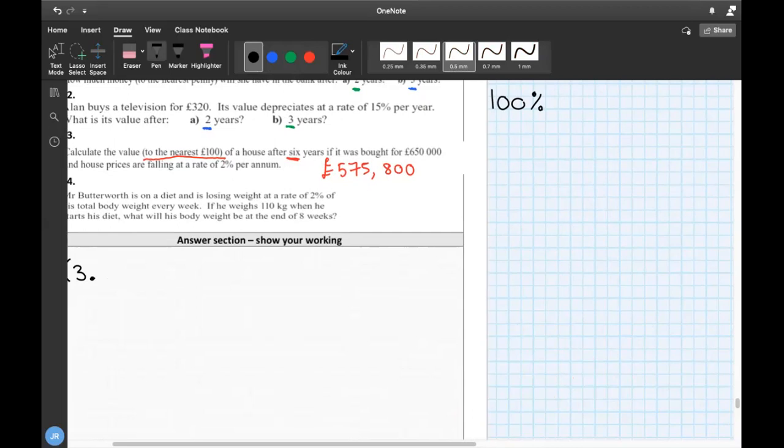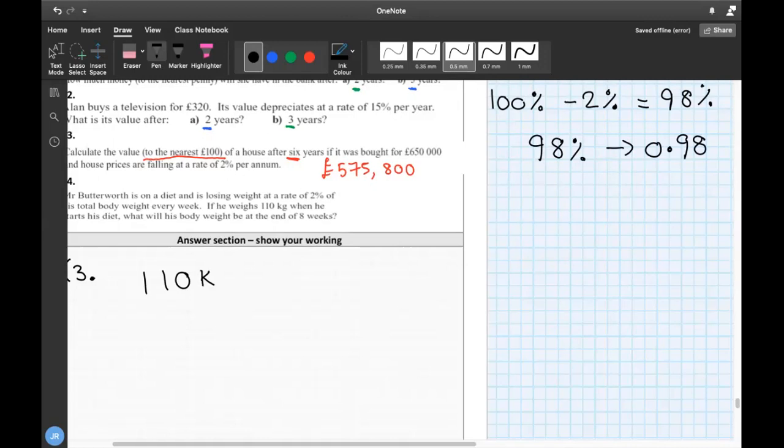Okay, first things first, let's think about our percentage and then our decimal multipliers. So if you're losing weight, you're depreciating, it's going down. That means it's going down by 2%. So we would find 98%. Similarly, as in our last one, 98% is 0.98 as a decimal. Okay, and we've started with 110 kilograms. We found our decimal multiplier, it's going to be 0.98.